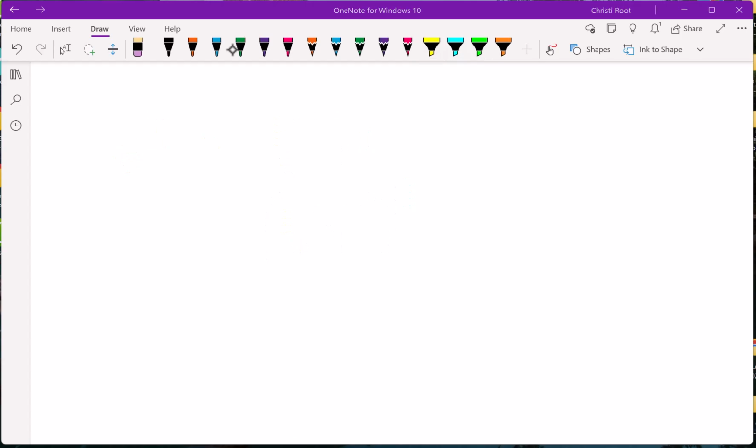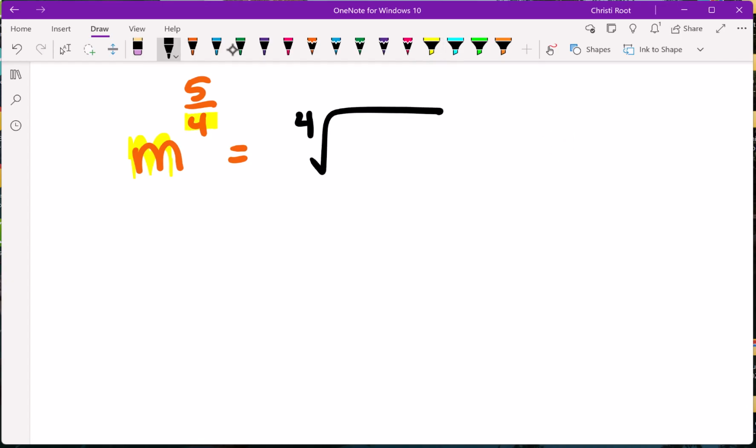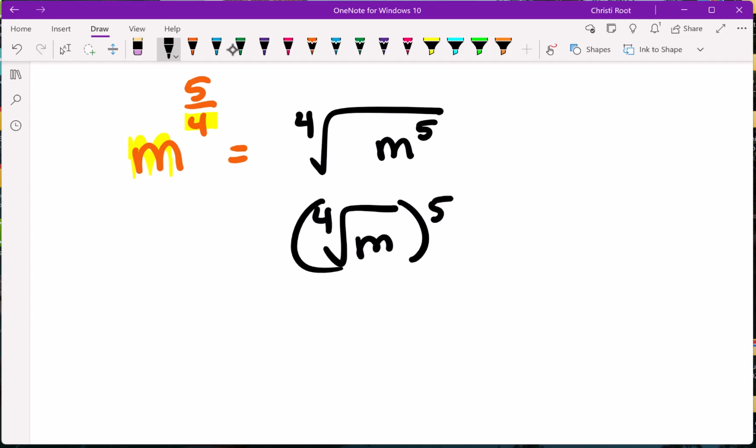Okay? Another example. Let's say I have m to the power of 5 over 4. What is the index or the root? 4. Okay, so I'm going to put the 4th root of m, but where do I put the 5? That 5 is either going to go right here with the m, or I can put it on the outside of the root. They are going to give you the same results, okay?